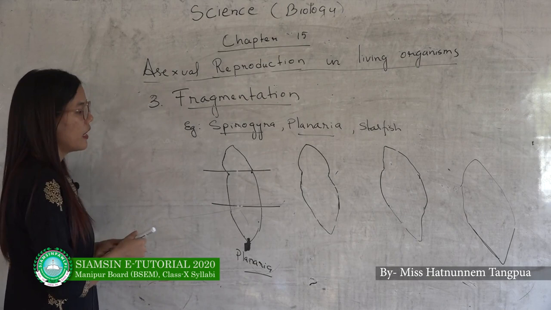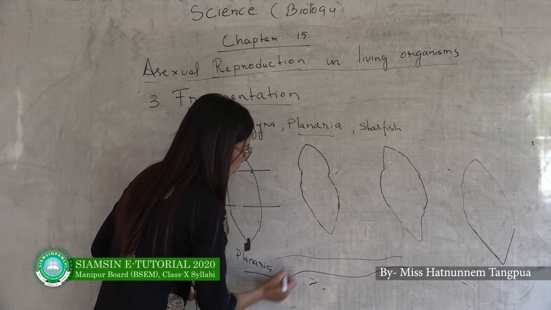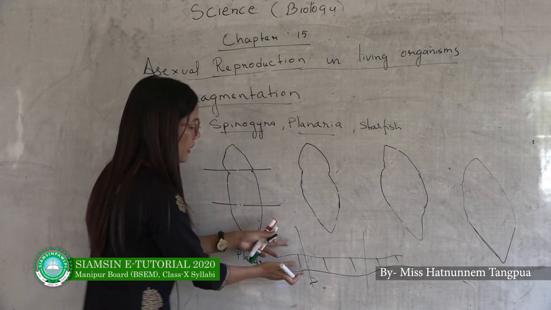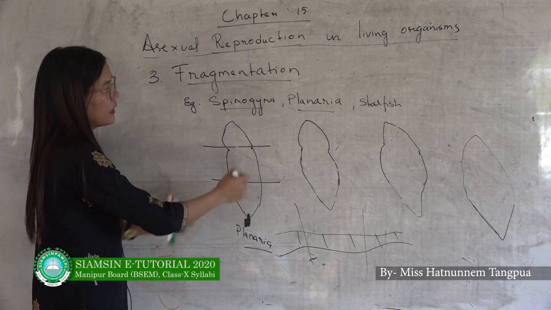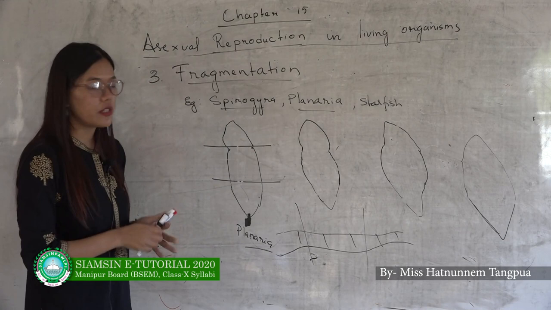Under the microscope, if you cut it into fragments, the fragments have the ability to regenerate themselves and grow back into new individuals. Same with starfish. The process of regenerating is known as regeneration, and this whole process is known as fragmentation.